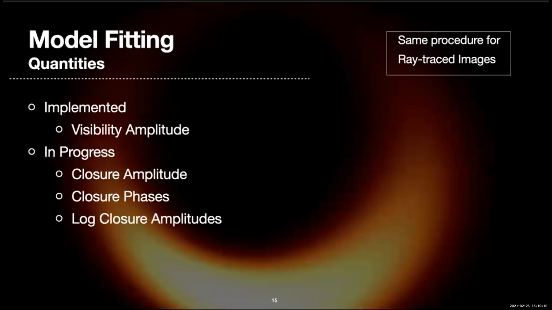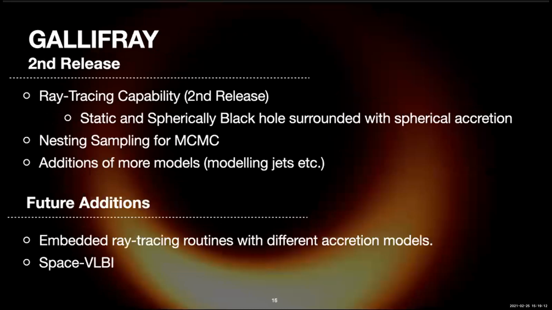Okay, so I think this is where my extra slides are going to be handy. For the second release, we are thinking of doing nested sampling for the MCMC and adding some more models apart from what we have already included. For example, if you want to model some jets, or some extended sources as we get from radio interferometry, how we can do that. So we're trying to add that, and also looking into a different domain, which is space VLBI. If it's possible to add that part to our library, that would be wonderful.